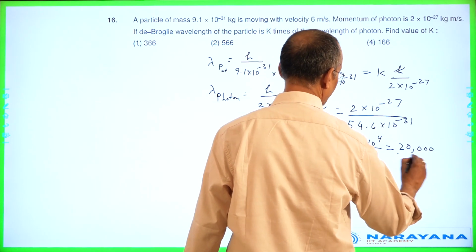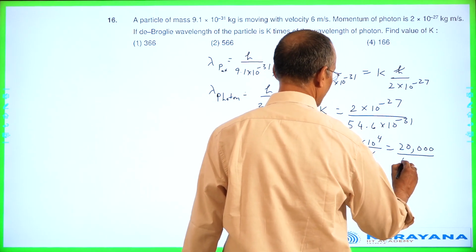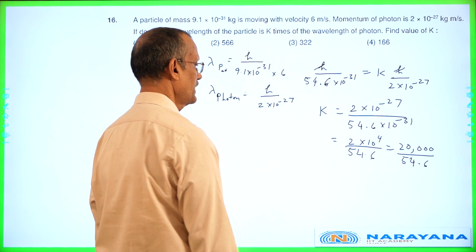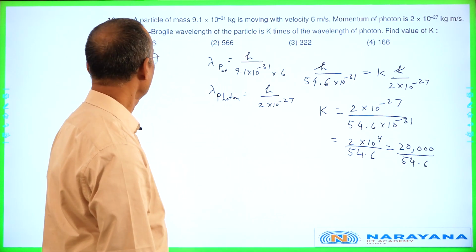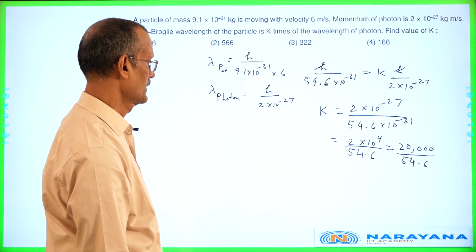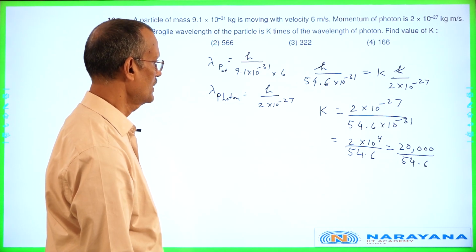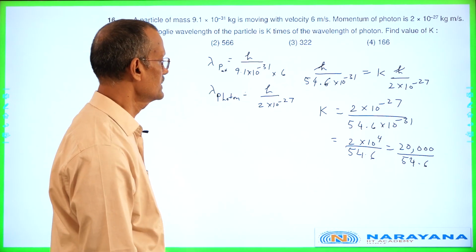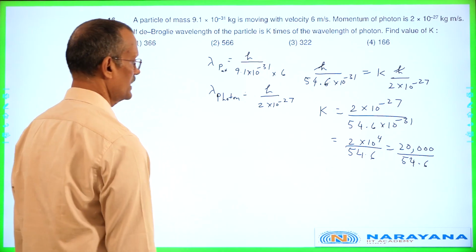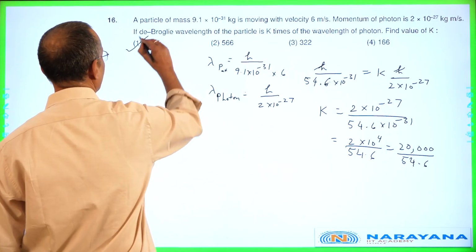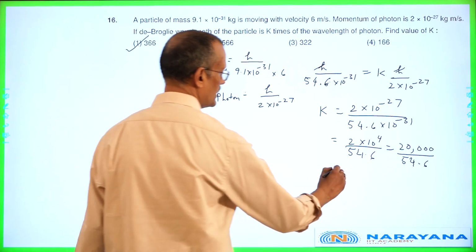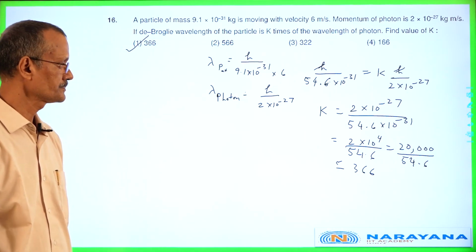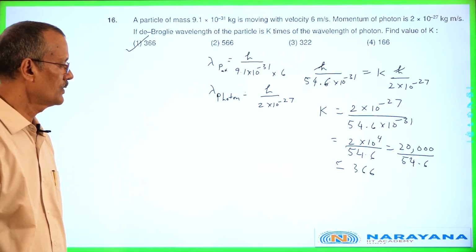So, it will become 20,000 by, I am taking 5, 54.6, 50 nearly 100 by 2 you take, okay, nearly 54.6 less than 400, so less than 400, in between 366 and 322, you can divide, you will check it. When you will be dividing, you will be getting answer 366, nearly it will be 366, clear to you? I feel you are understanding that.